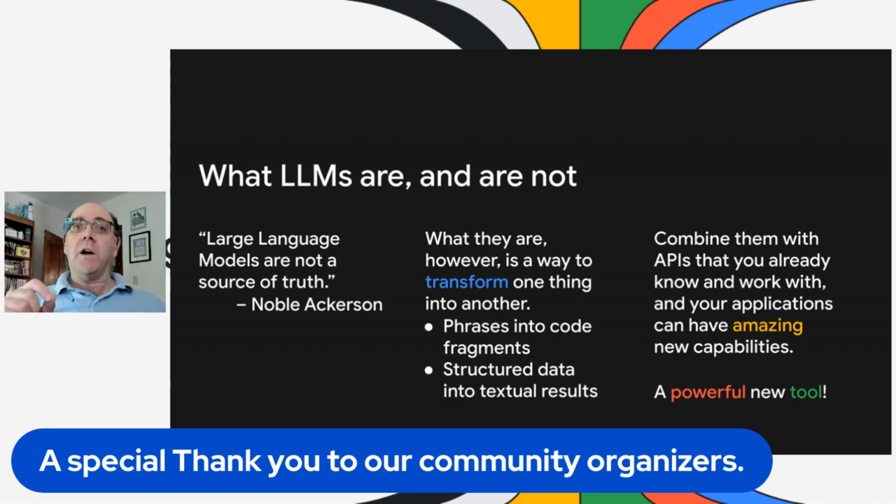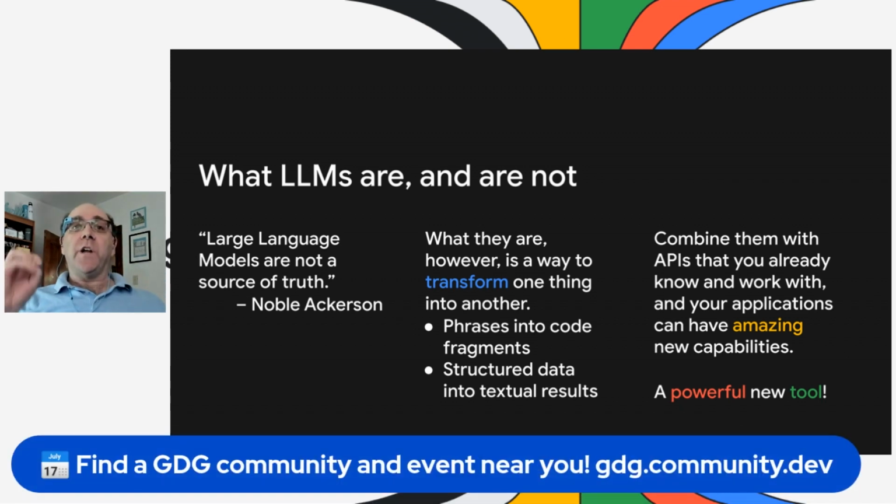But what they are is a way to transform one thing into another. So they're good at doing things like turning phrases into code fragments, turning phrases into search terms, turning phrases into numbers. And then on the other side, doing that transformation in reverse, taking the results of a query and turning that into a textual result that can be spoken to us, or that a human would find it pleasurable to read, rather than trying to look at a bunch of brackets that may not mean anything.